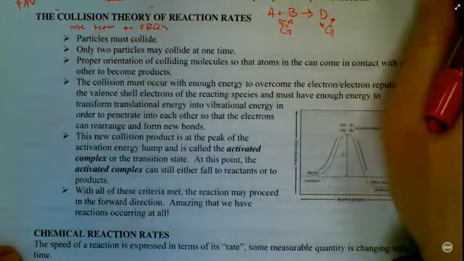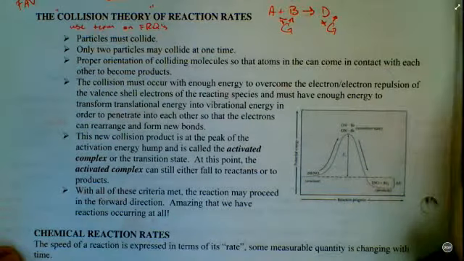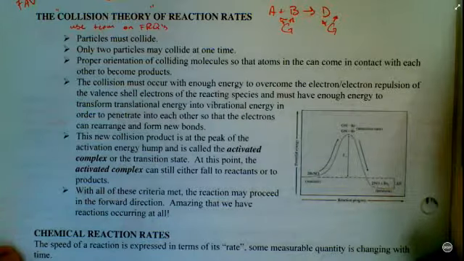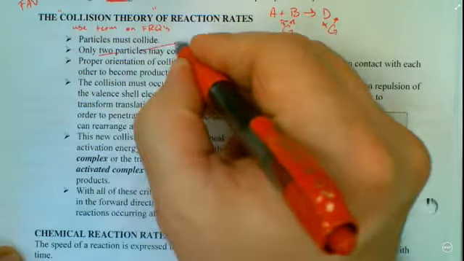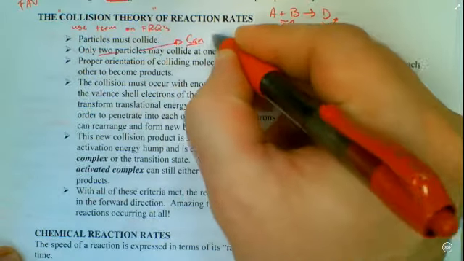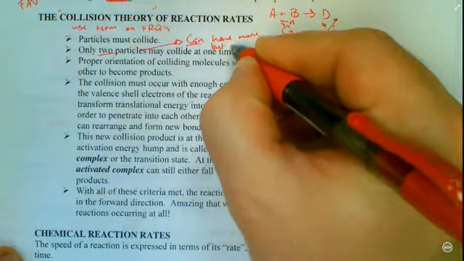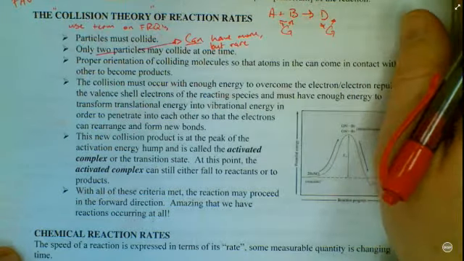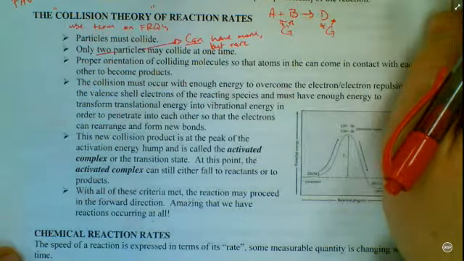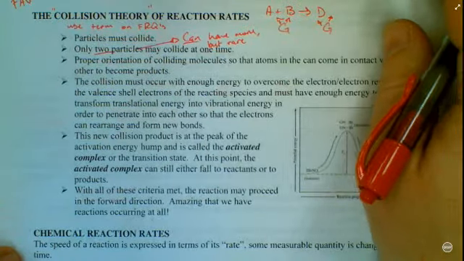So the first thing is particles must collide. That's kind of a no-brainer because it's in the name of the theory. Here's the idea. Two particles need to collide here, right? In order to collide, you need at least two particles. Now, you can have more than two, but it is much more rare. And so you can have reactions that have 3 or 4 reactants. That rate, however, is going to be pretty low.